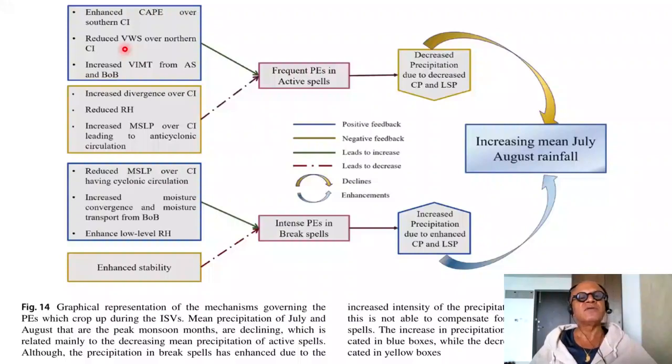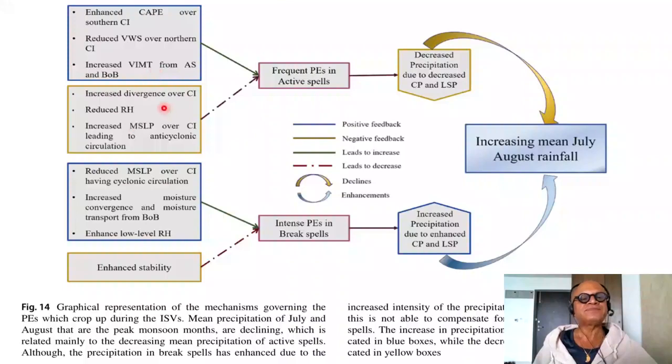Reduced vertical wind shear over the northern central India, which is either related to enhanced convective activity, or it favors low pressure systems and moisture convergence. So that's likely to increase frequent precipitation events in active spells. Increased vertically integrated moisture transport from the Arabian Sea and the Bay of Bengal, as we just saw.